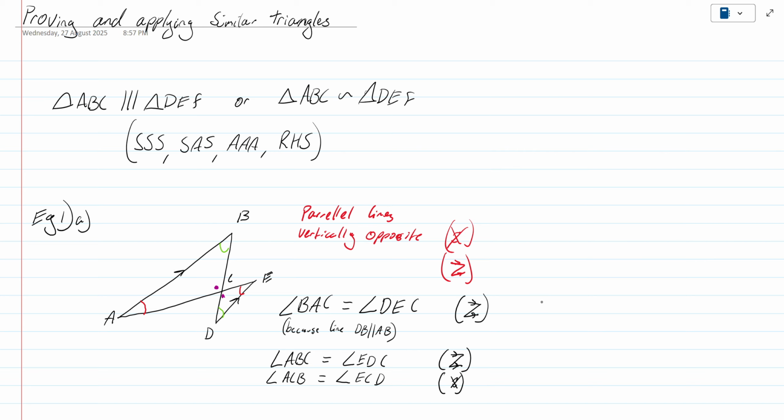So then our statement, therefore, triangle ABC is similar to triangle EDC because of a similarity test.